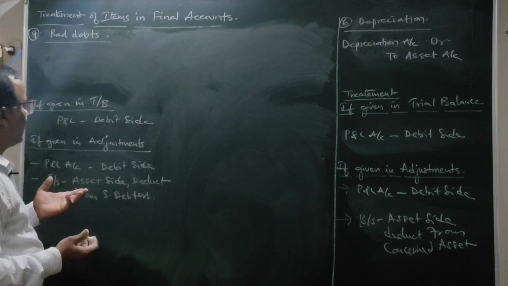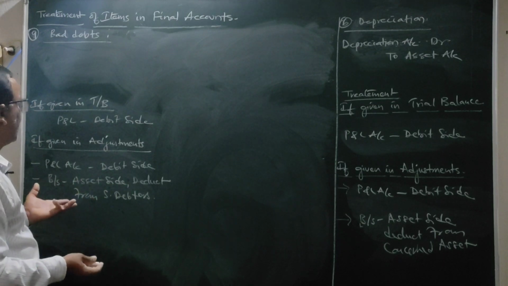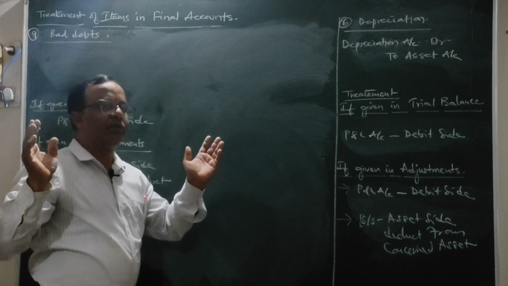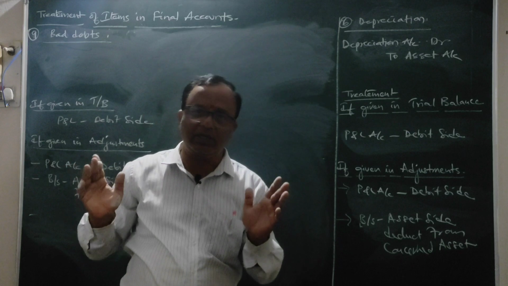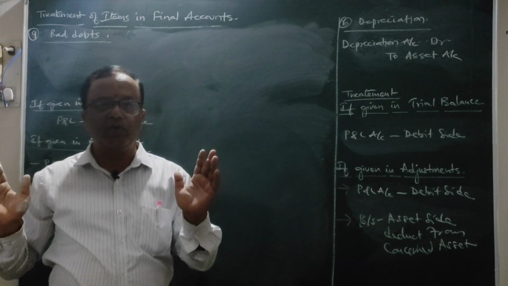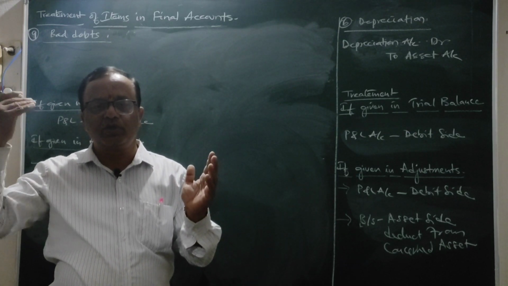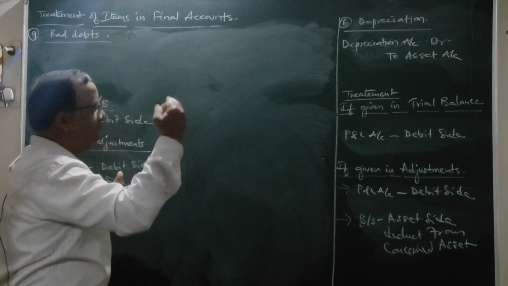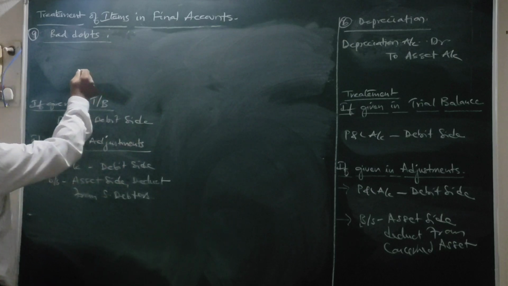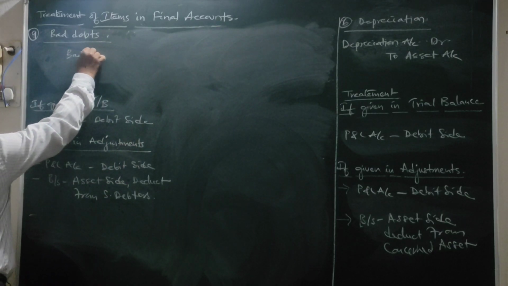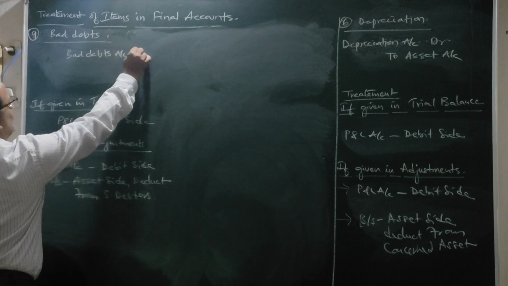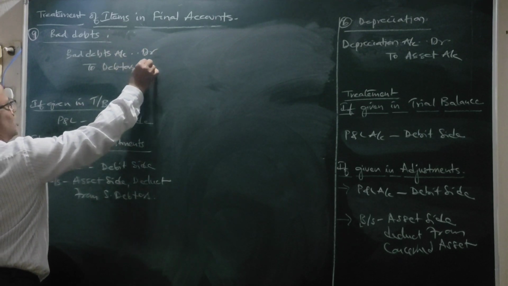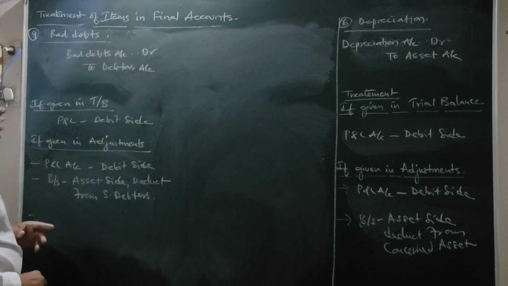See, for this, what will be our entry for bad debts? We are deducting from the sundry debtor. Imagine your sundry debtor account. Sundry debtor is an asset to us, and an asset account will be showing which balance? Debit balance. So from that, if you want to deduct it, we should post it on the credit side. So our entry will be bad debts account debit to debtors account. This is the entry: bad debts account debit to debtors account.